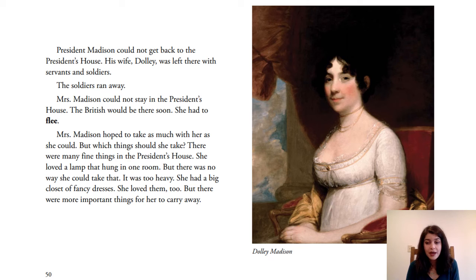There were so many fine things in the President's house. She loved a lamp that hung in one room, but there was no way she could take that. It was too heavy. She had a big closet of fancy dresses. She loved them too, but there were more important things for her to carry away. What did Mrs. Madison have to do, and why?